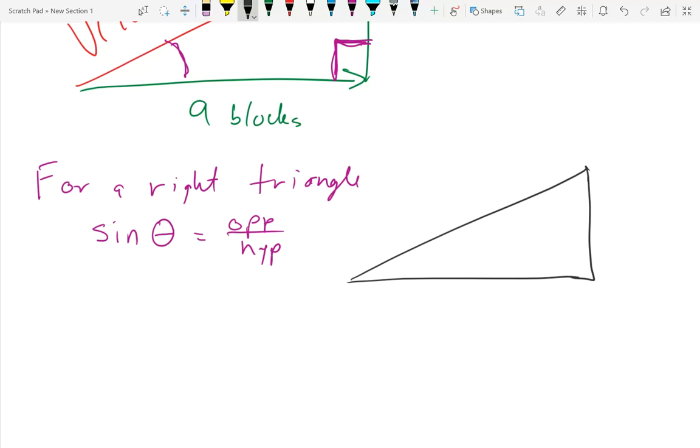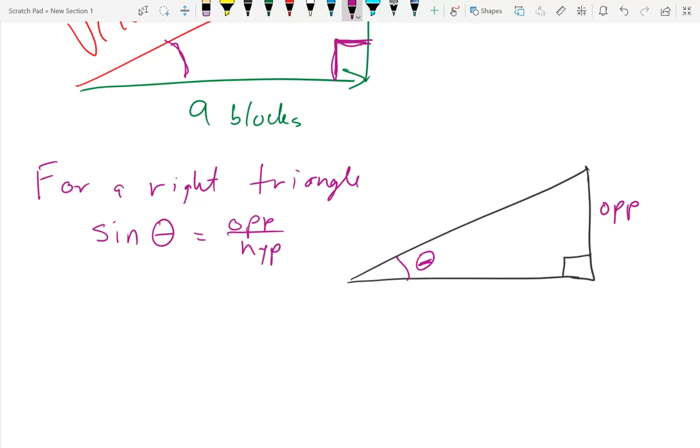There's a somewhat better right triangle. Here's the right angle. Here's the angle theta that I'm looking for. So opposite is the side of the triangle that is not making up part of that angle. So two sides are making up part of the angle. This one here is not making up part of the angle, so that's the opposite side.